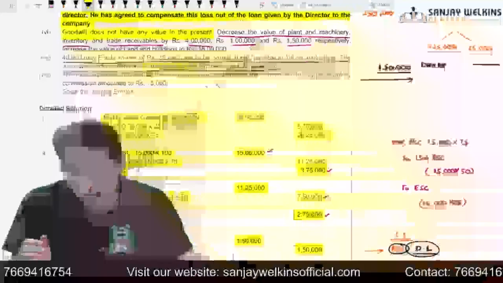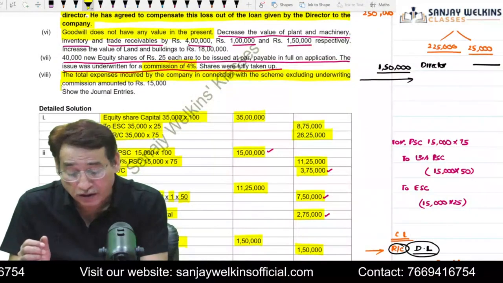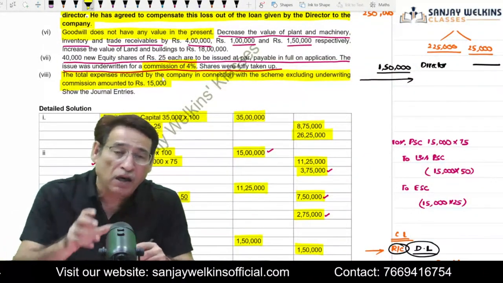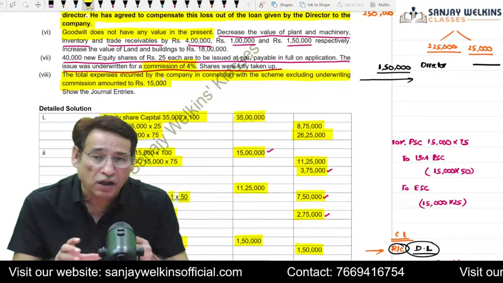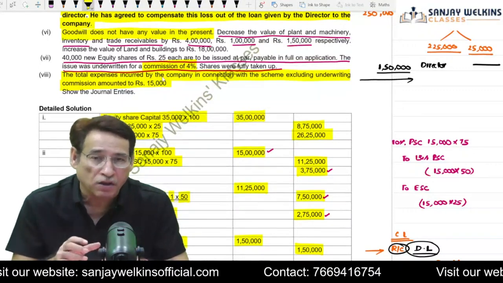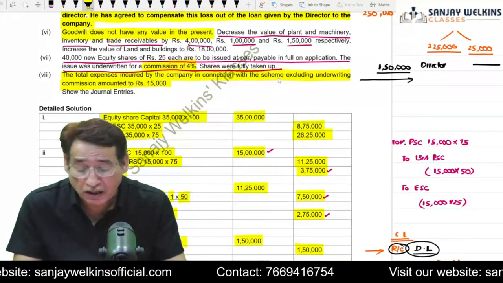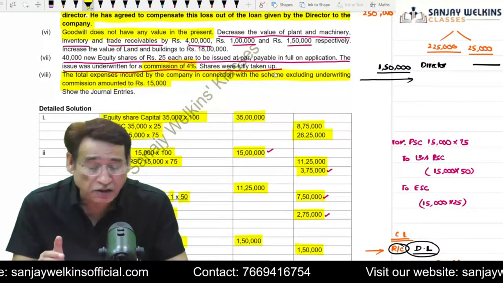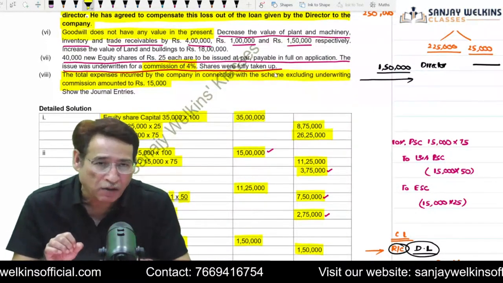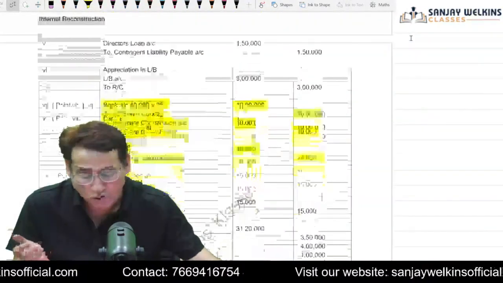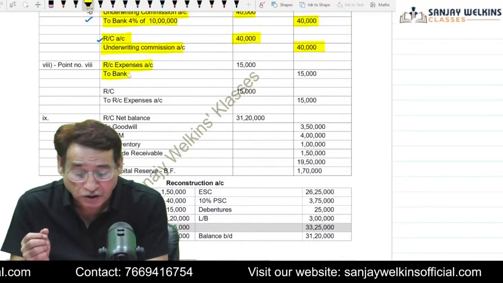now there is another point in this particular question. Another line is with respect to total expenses incurred by the company in connection with the scheme, excluding underwriting commission, which is 15,000. As you know, when a company adopts the scheme of internal reconstruction, the company may have to spend some amount. So the question is telling in point number 8 that this entity incurred 15,000 worth of expenses on the reconstruction scheme besides the underwriting commission. And for expenses, what entry do we need to pass? Often we have talked about this: reconstruction expenses account debit to bank.